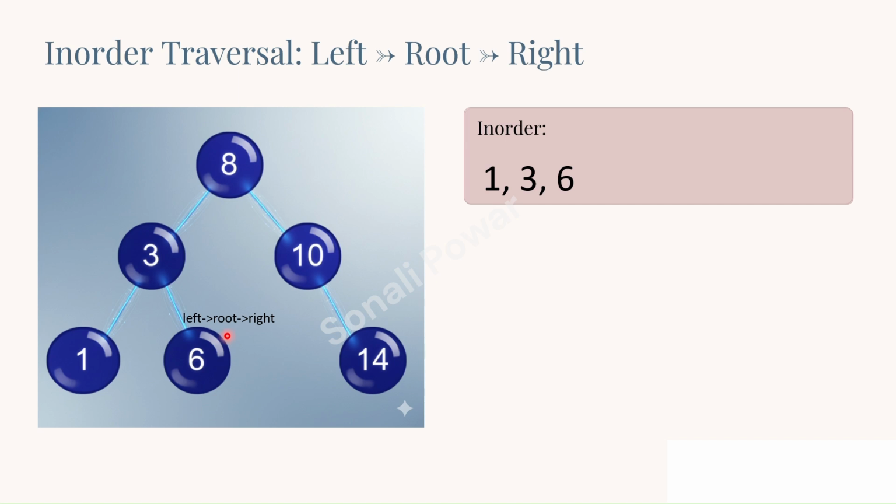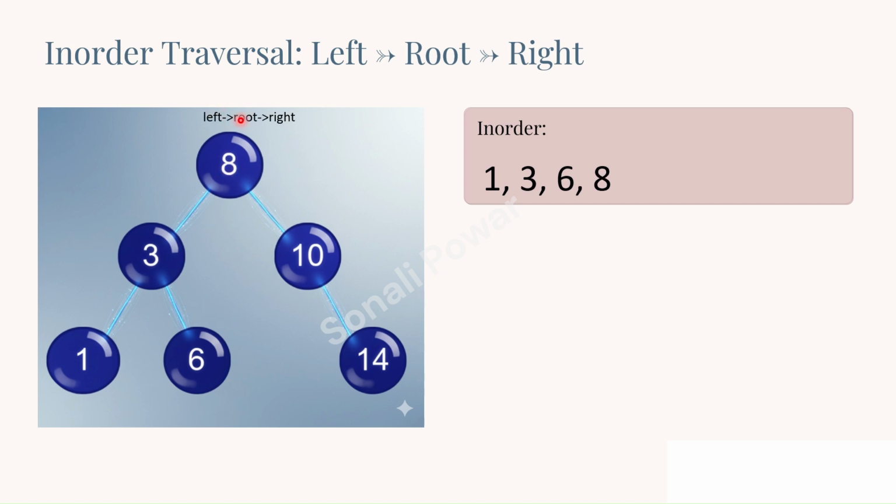Now next we will come to this node 6. For the 6 we have to process the left part first. There is no element to the left side of the 6, so we will process the 6 here, and after that we will go to the right, but there is no element to the right side. Now we will jump to the 8.